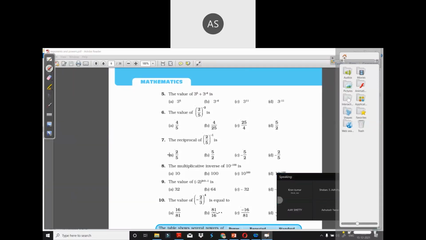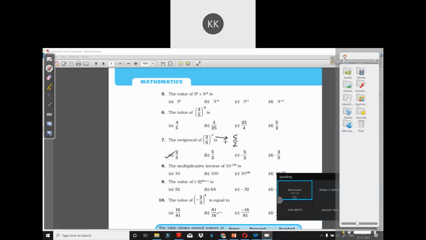What is the reciprocal of 2 by 5 to the power minus 1? Actually, 5 by 2 is the right answer. The reason is the value of this is 5 by 2. No, no, 2 by 5 to the power minus 1, that is not the right answer. 2 by 5 is the right answer.